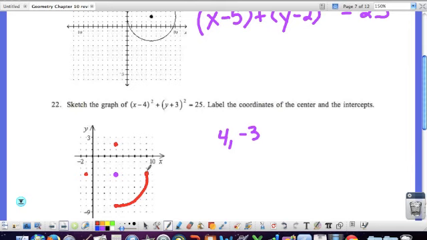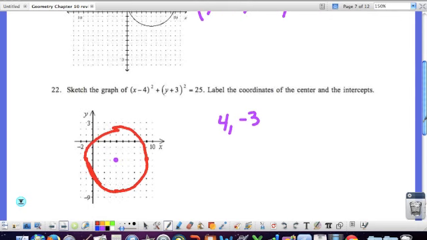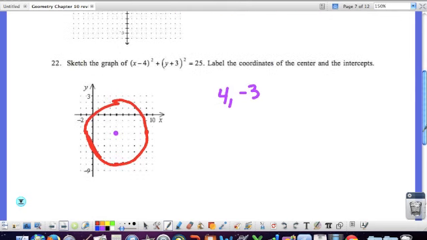Just kind of sketch this out. It doesn't have to be perfect. But there you go. That is your sketch. Label the coordinates of the center and the intercepts. At this point, I'm just concerned about you being able to do the center.